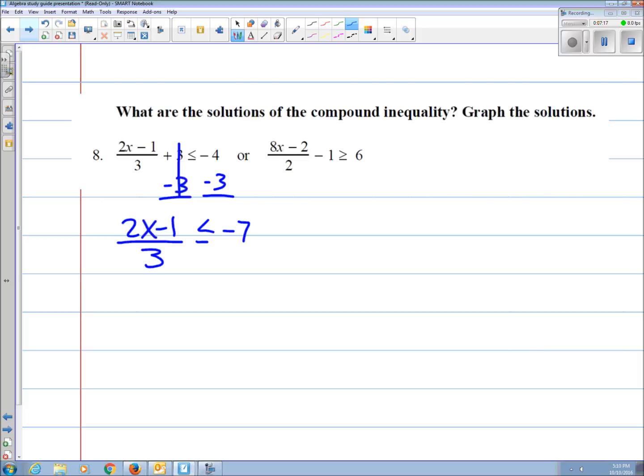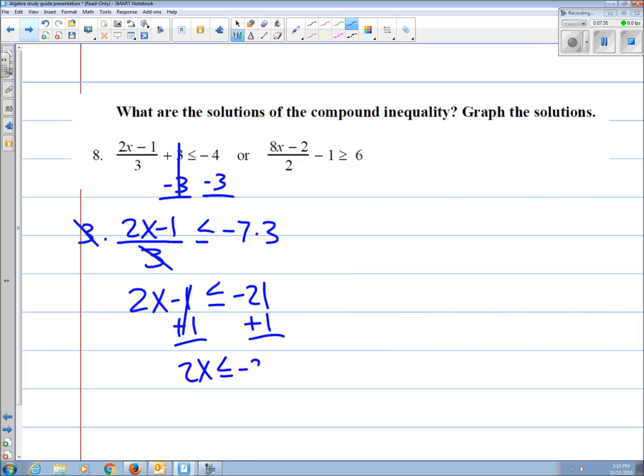Next, I can multiply by 3 on both sides. Those 3's cancel. So I get 2x minus 1 is less than or equal to negative 21. You can add 1 to both sides. So we get 2x is less than or equal to negative 20. And the last step is to divide by 2 on both sides. So we get x is less than or equal to negative 10.